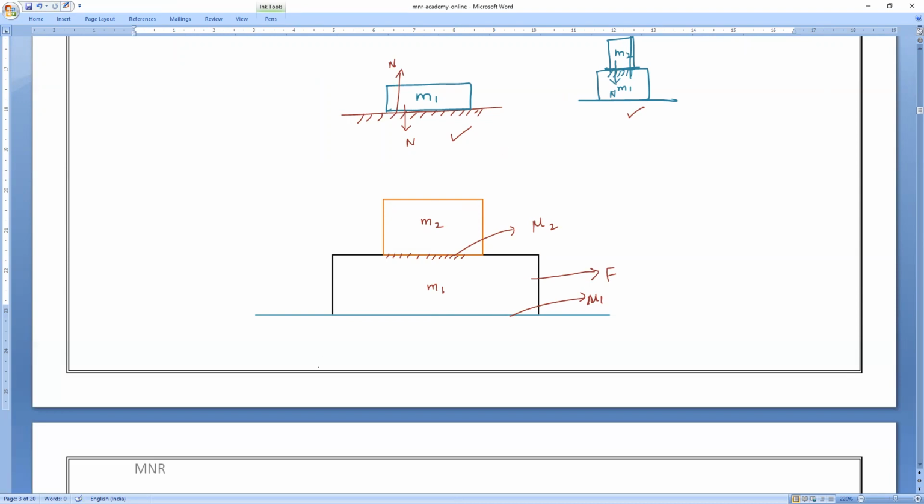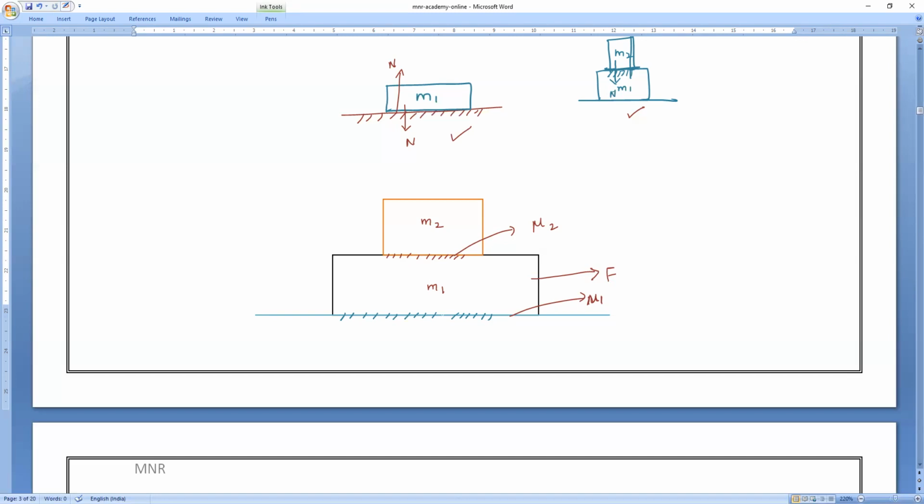So always you should remember here there are totally two frictions acting. The friction between the surface and the first object, and the second one between the first object and the second object. Am I right, guys? Yes, sir. So that is what you should remember.